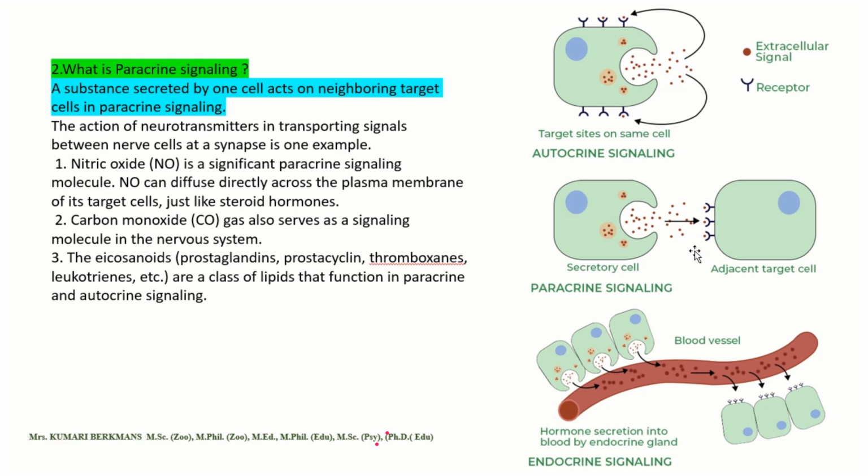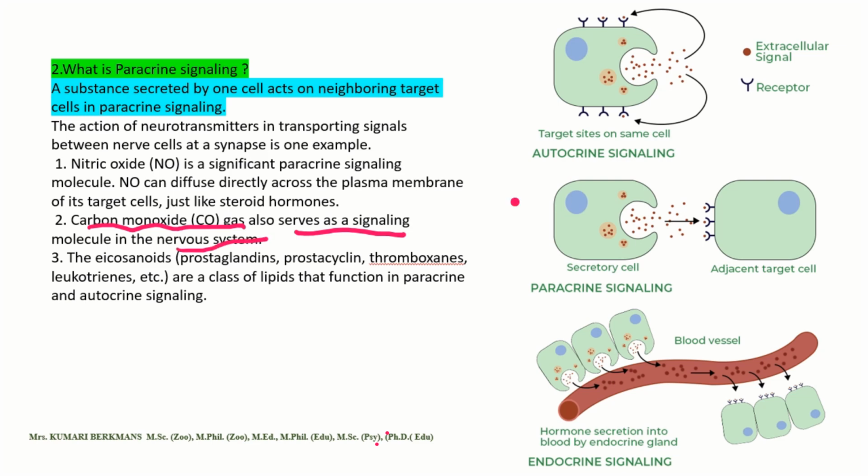Another one is carbon monoxide. This carbon monoxide also serves as a signaling molecule in the nervous system. So this is also very, very important. Make a note: carbon monoxide gas also serves as signaling in the nervous system.